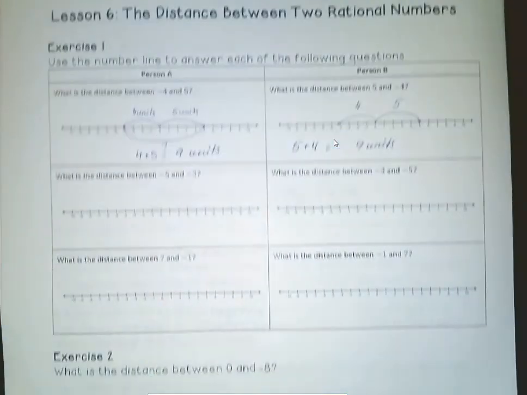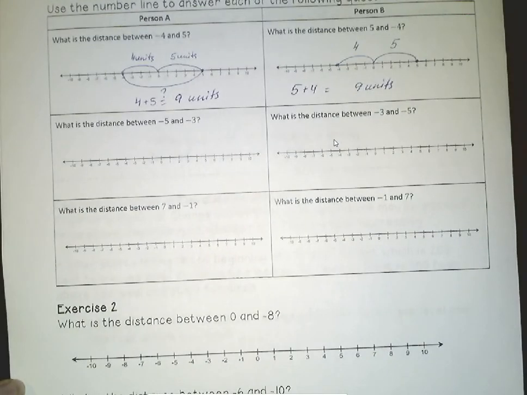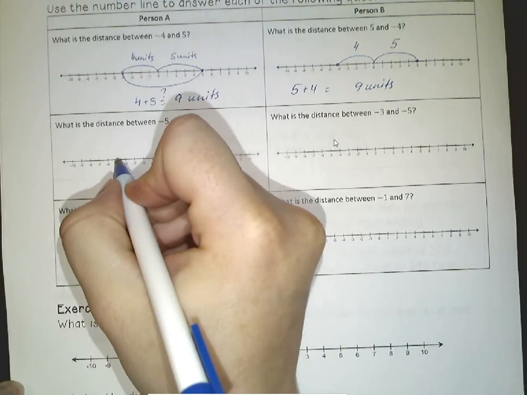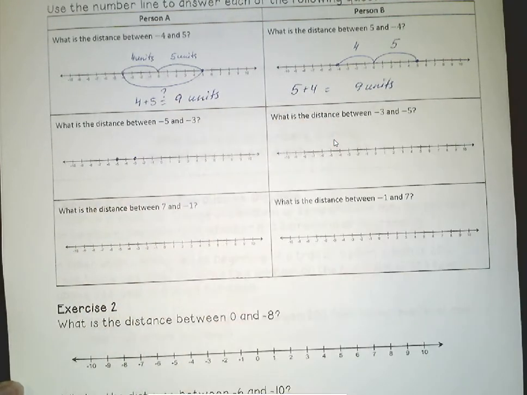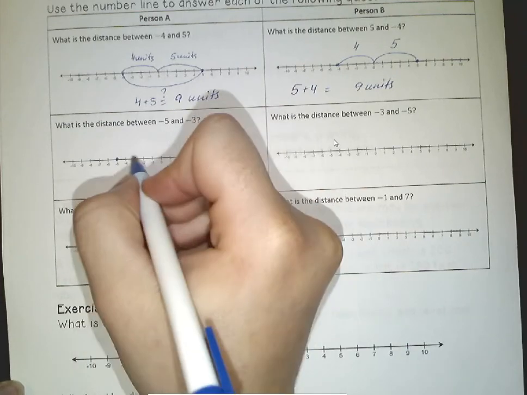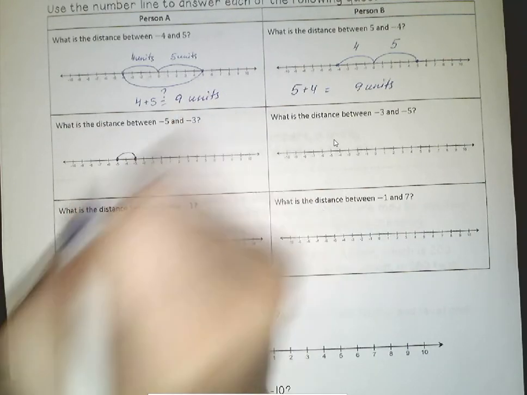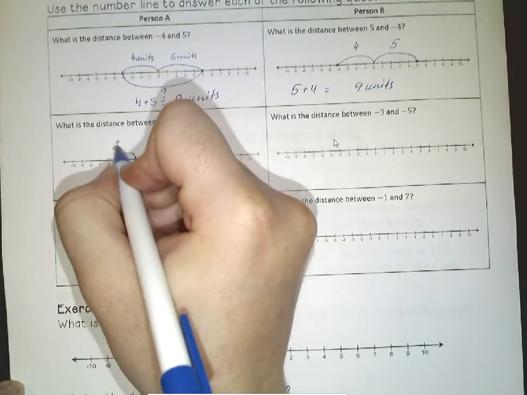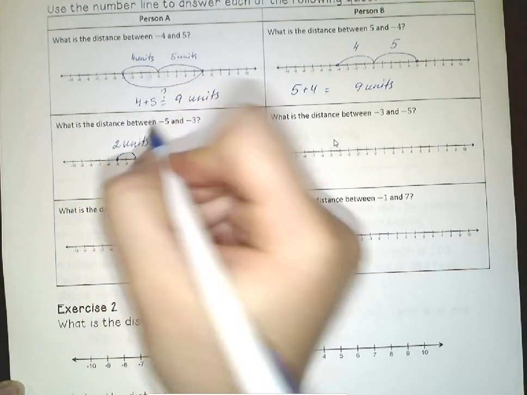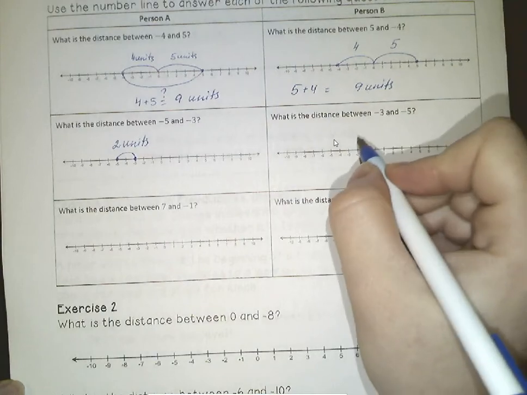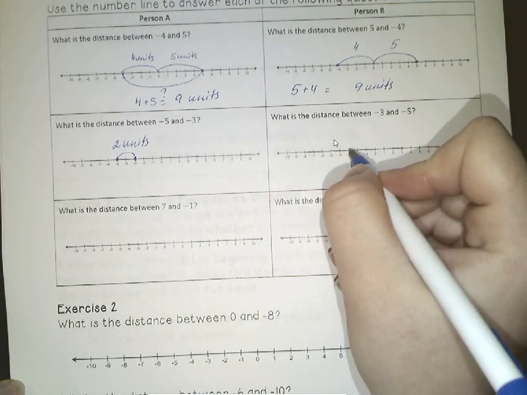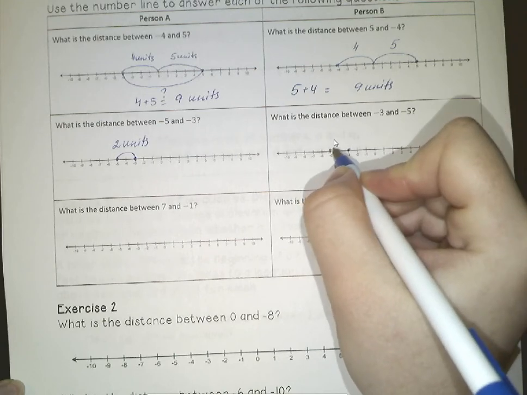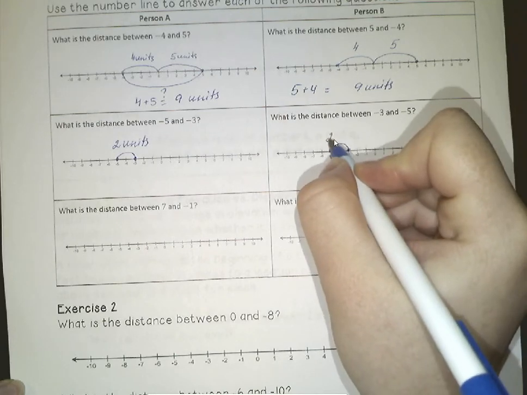Okay, let's take a look at the next one. What is the distance between -5 and -3? -5 is right here. -3 is right here. What is the distance between these two? It's just 2 units. Right here. 2 units. Person B, what is the distance between -3 and -5? -3 is right here, -5 is right here, so again, it's 2 units.